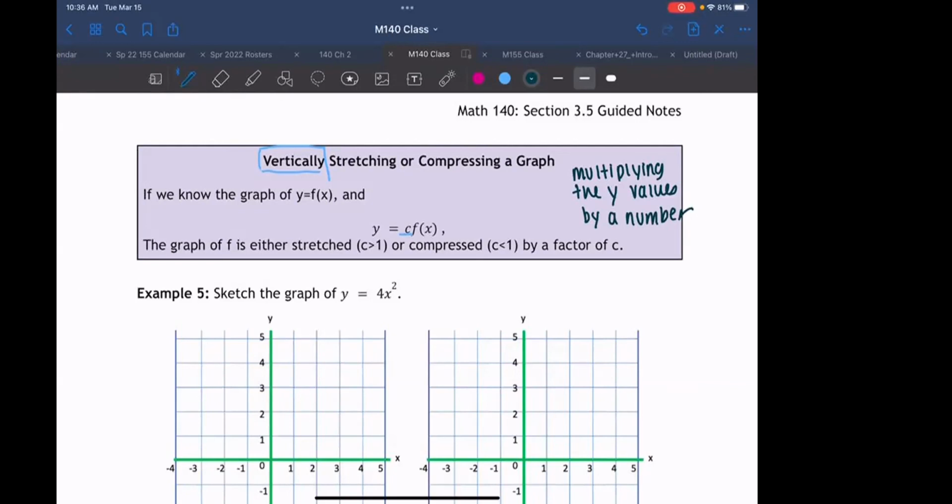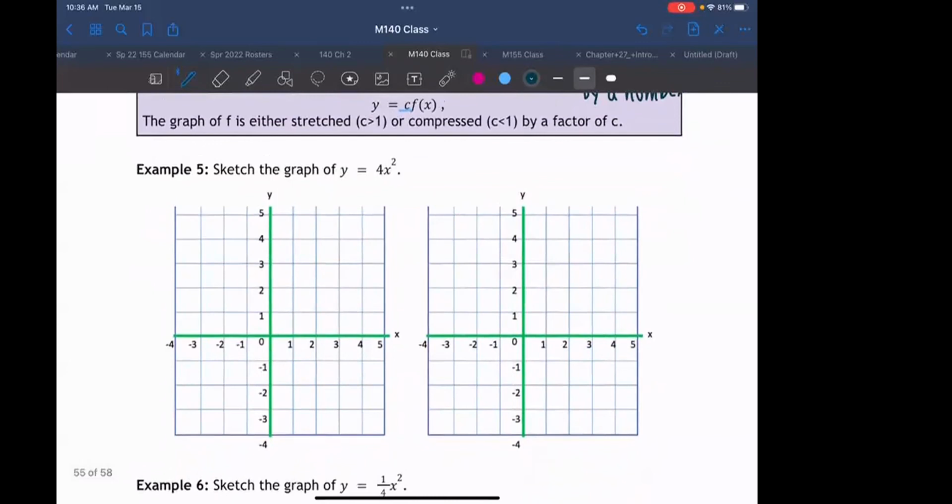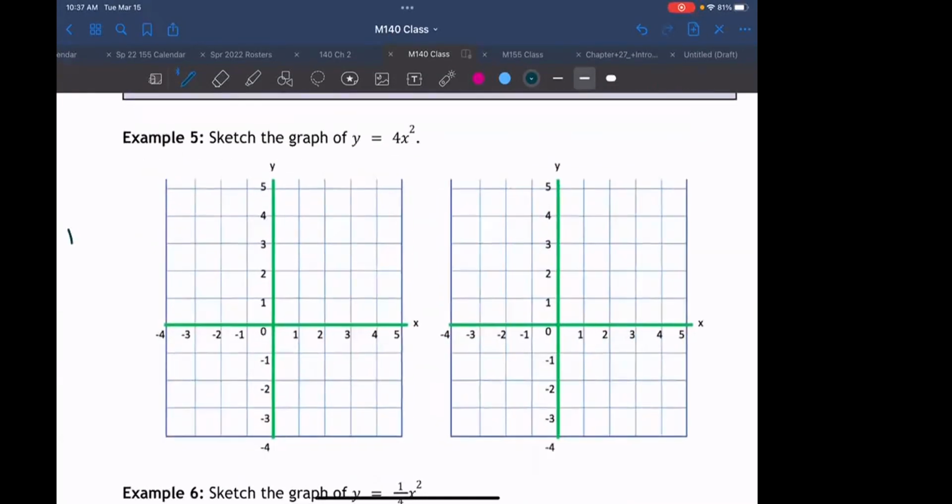Okay. I think this makes a lot more sense when we deal with an example. So why don't we just go through example number 5? Okay. So we have y equals x squared, but we're multiplying it by 4. So we know this is some sort of vertical stretch or compression. Now our basic function is x squared, right? So I'm just going to draw my graph of x squared.